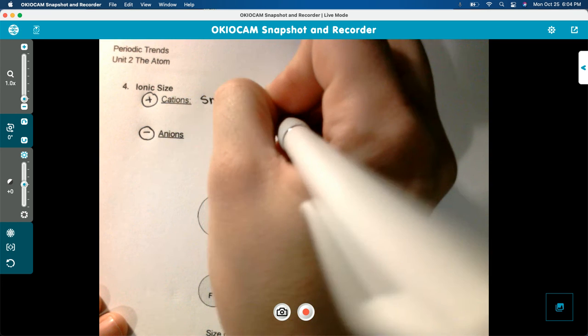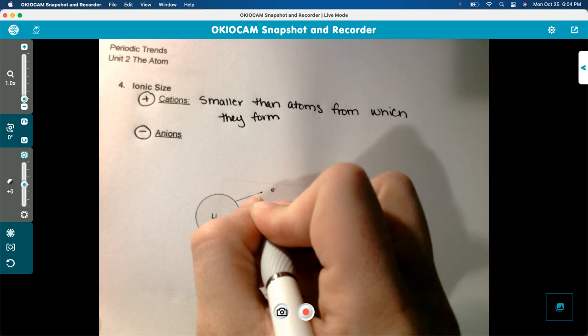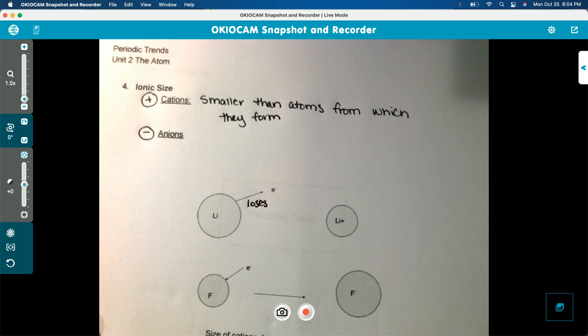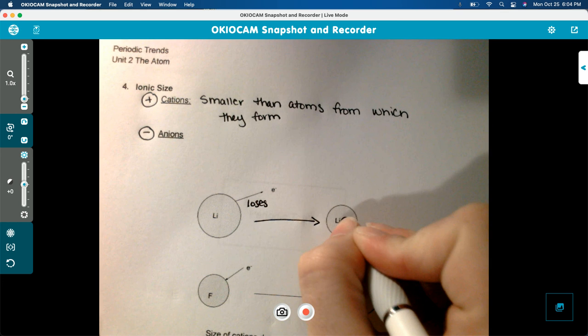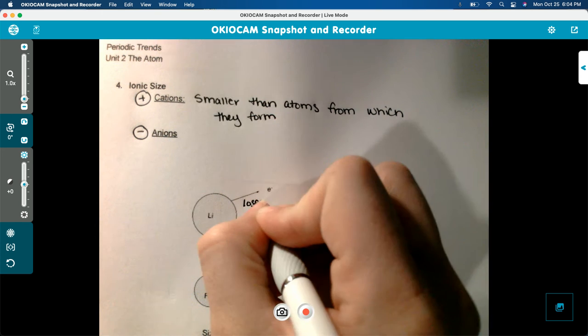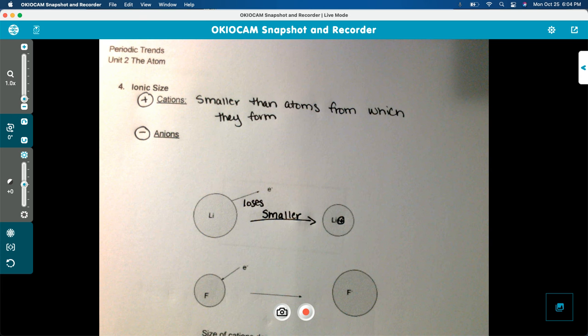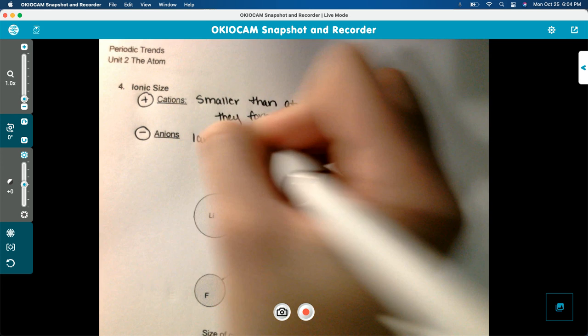So we're going to go down and look at this picture. I have lithium. Lithium loses an electron. If I lose something, for example, if I lose weight, am I going to be bigger or smaller? Obviously, if we lose something, we're going to be smaller. So because they lose something and get that positive charge because they lose a negative electron, they actually become smaller. Now, anions are larger than the atoms from which they form.